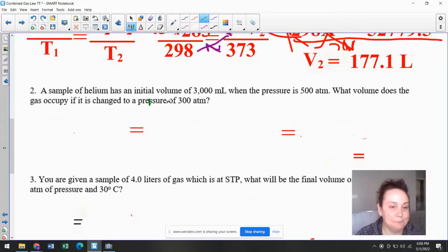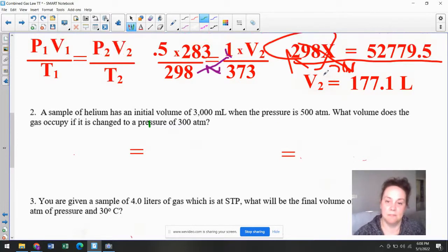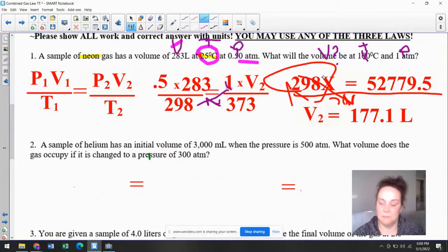And then let's go ahead and read the next one because it might be trying to be a little tricky here. A sample of helium has an initial volume, and I might have gone too fast on that. Maybe I'll give everybody a moment to catch up. If you ever need a pause, feel free to holler out and say, hey, can you pause that for a second?